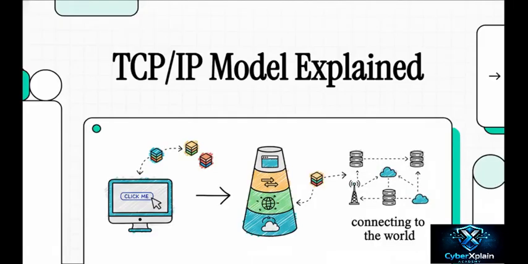Ever really thought about what happens in that tiny sliver of time between you clicking a link and a web page just appearing? Well, it's not magic. It's something called the TCP/IP model. Today, we're going to break down that entire process from your click all the way to a global connection.